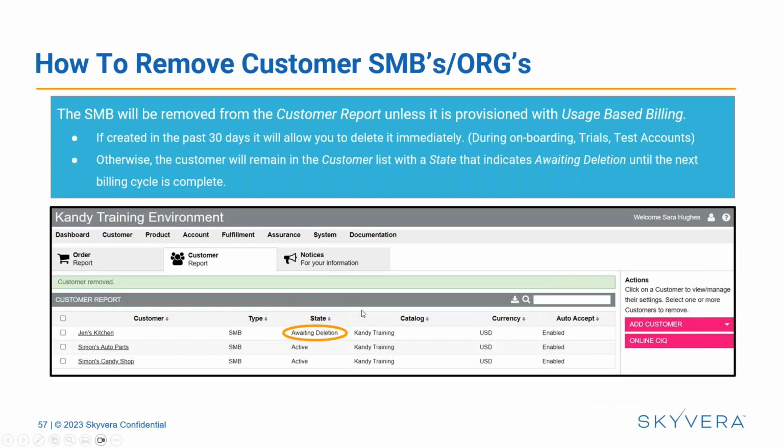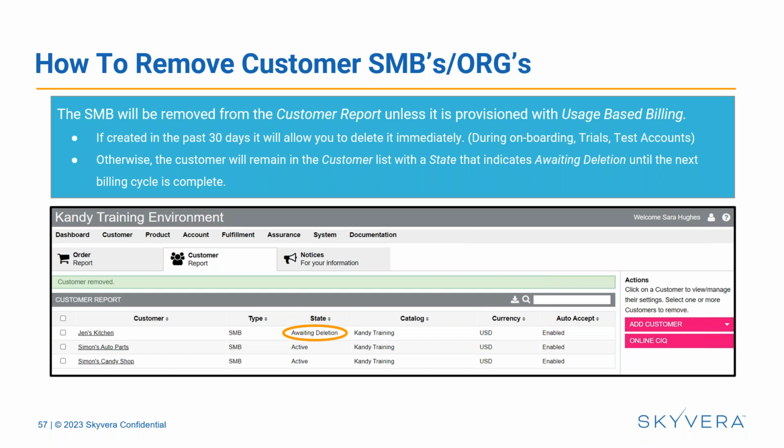So just be mindful of that. Once you select yes, what you'll notice is that the customer will then stay in your customer list. It'll go into an awaiting deletion status. Essentially what that's doing is it'll stay in that awaiting deletion status until the next bill cycle is complete. Once the next bill cycle for that customer is completed, they will fall out of your customer list.